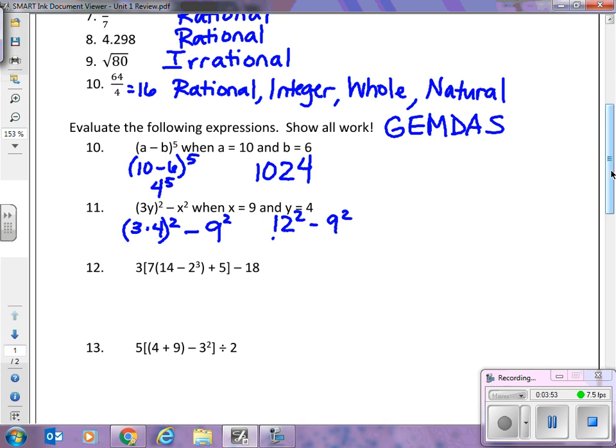Exponents come next. 12 squared is 144. 9 squared is 81. You can do both of those in the same step. And then when you subtract 144 minus 81, you do get 63. So 63 is your answer.